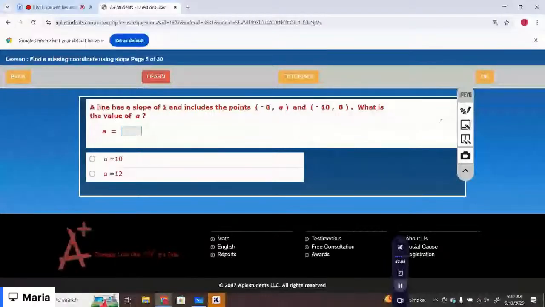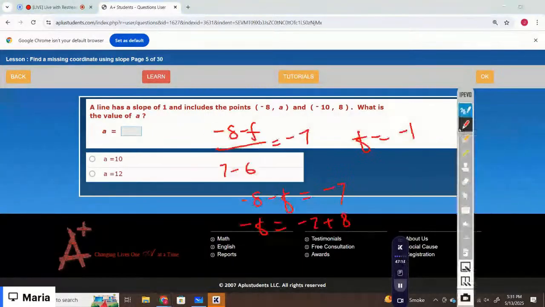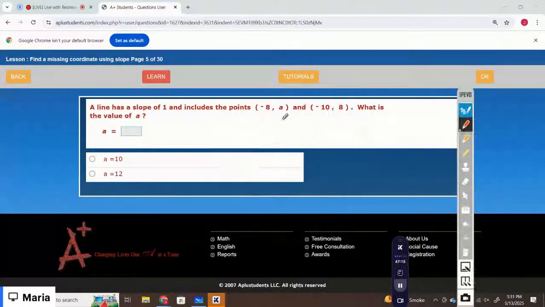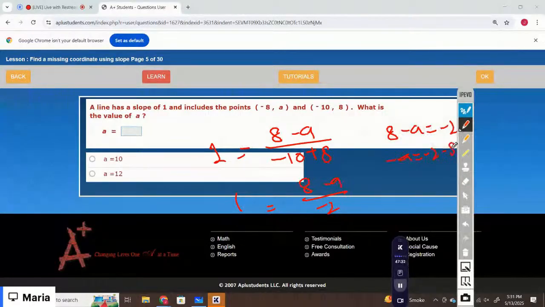A line has a slope of 1 and includes the points (negative 8, 8) and (negative 10, a). What is the value of a? We're given the slope, we need to find the value of a. (8 minus a) divided by (negative 8 minus negative 10)... the slope is 1. So (8 minus a) divided by negative 2 is 1. 8 minus a is negative 2. Negative a is negative 2 minus 8. Negative a is negative 10. So a equals 10.